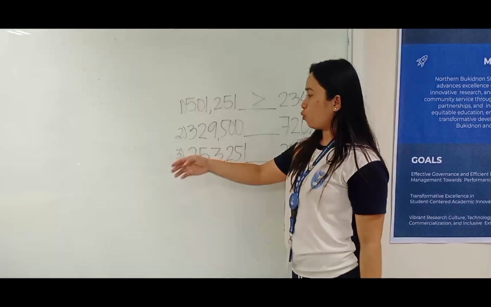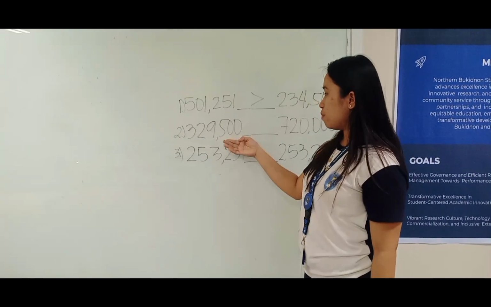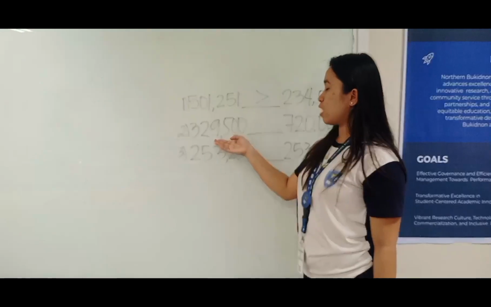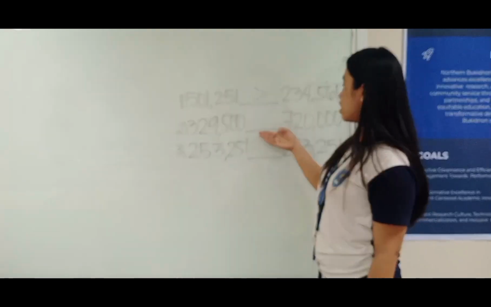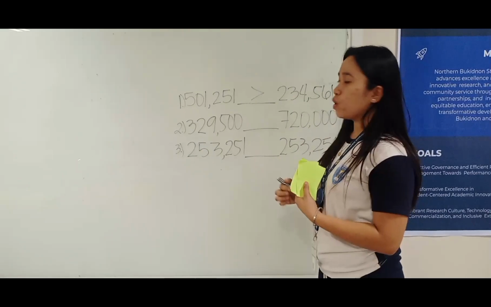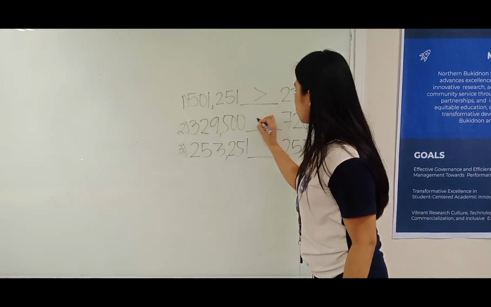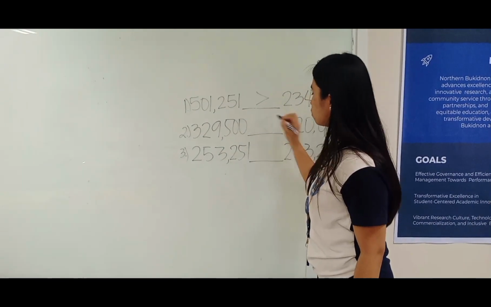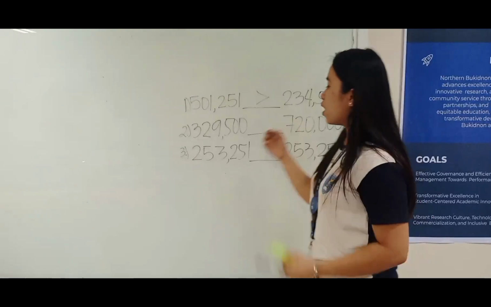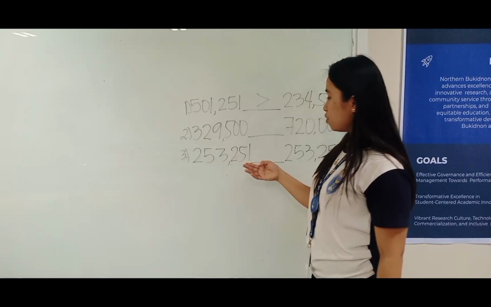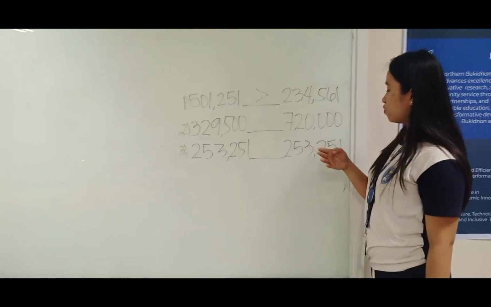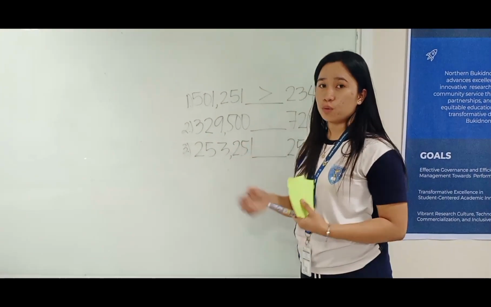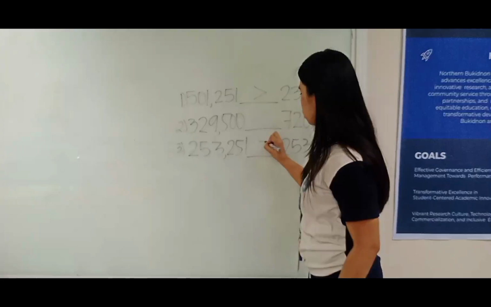Next is number 2: 329,500 and 720,000. Since 329,500 is less than 720,000, we will use the less than symbol. The third one is 253,251 and 253,251. Since they are the same number, we will use the equal sign.